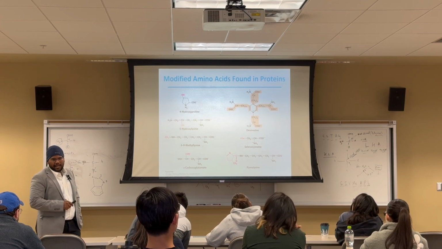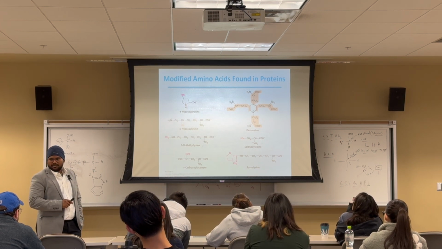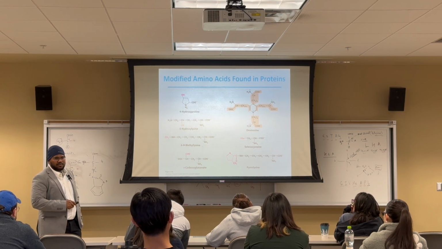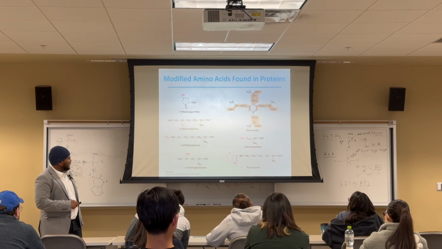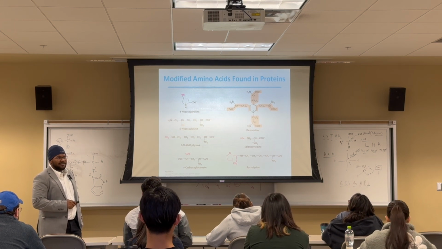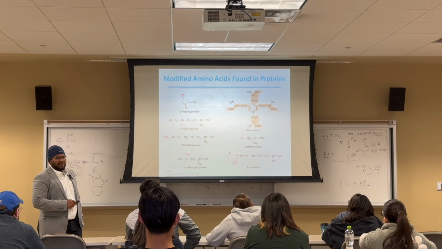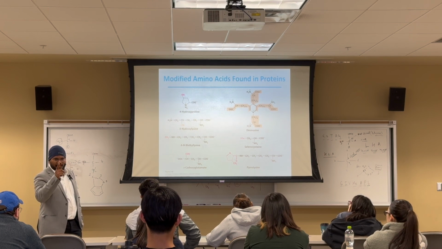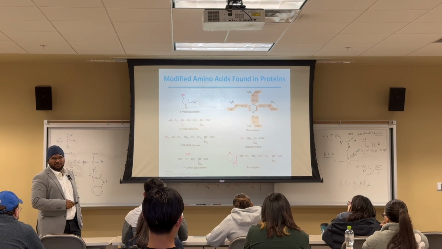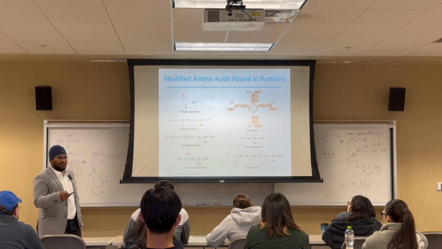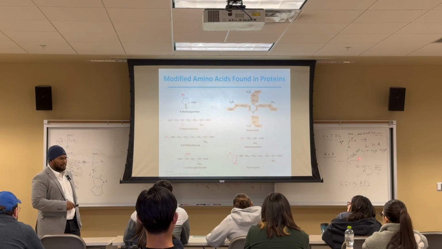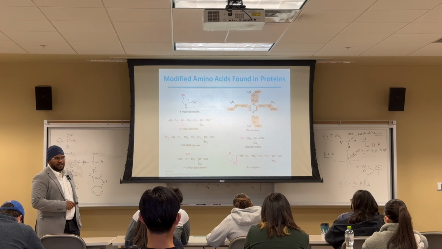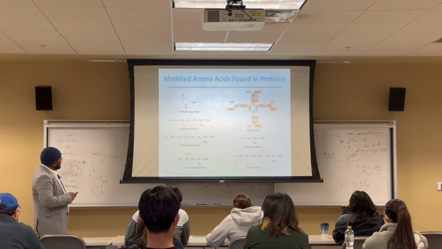CH2OH is serine, right? CH2SH is cysteine, and CH2SeH is selenocysteine. Seleno means selenium. Okay, so nature is smart. They are modifying things and making a new amino acid. So cysteine with a selenium is selenocysteine. Can you see this?